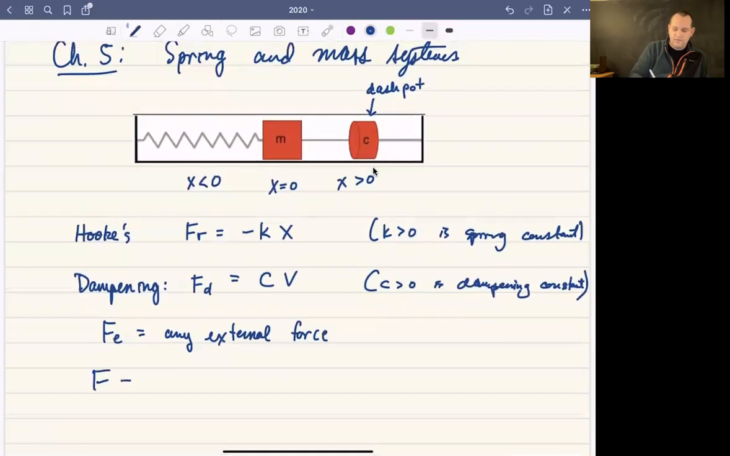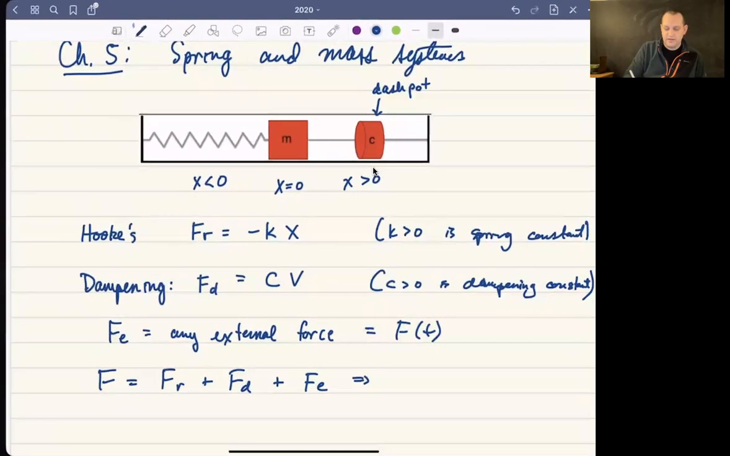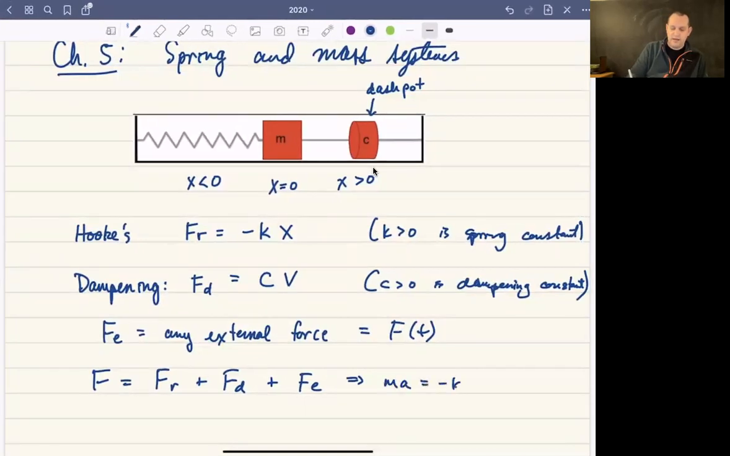It turns out that the sum of the forces is the resistive force from Hooke's law, plus the dampening force from the dash pot, plus maybe some external force, which we'll just call capital F of t. And Newton's law tells us that F equals ma. So ma equals negative kx plus cv plus F of t. Here a is the acceleration, so that's x double prime, and v is the velocity, so that's x prime. So this tells us that mx double prime plus cx prime plus kx equals capital F of t.